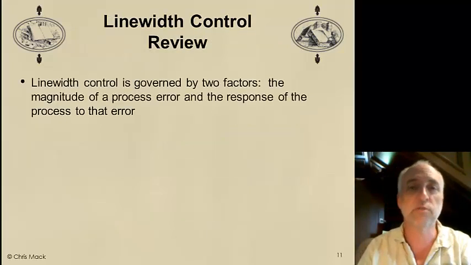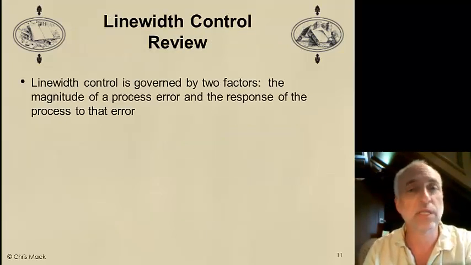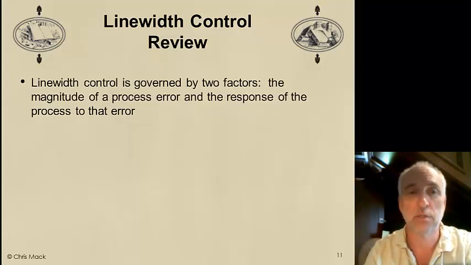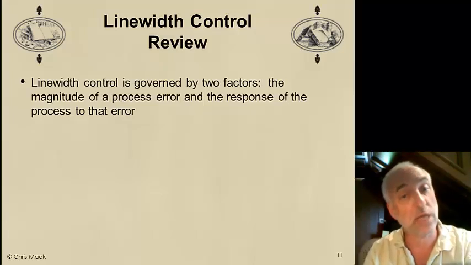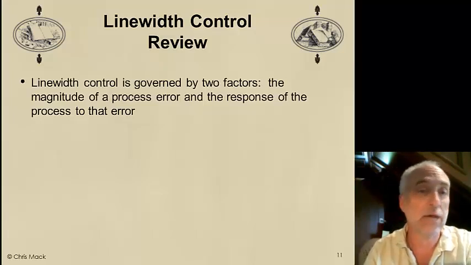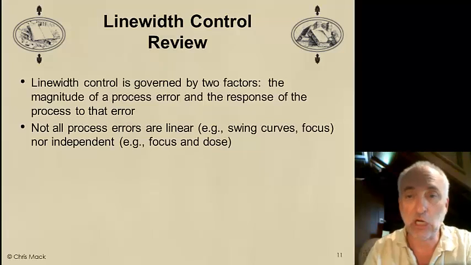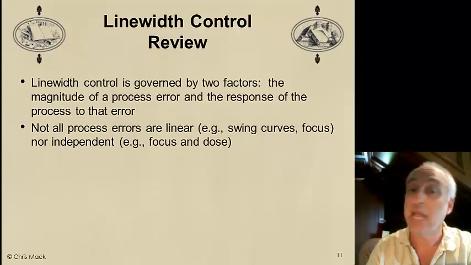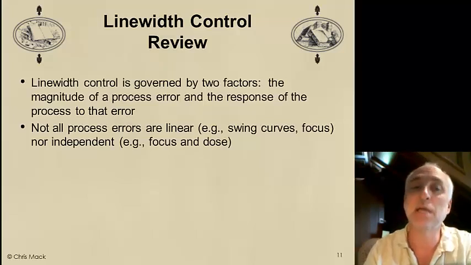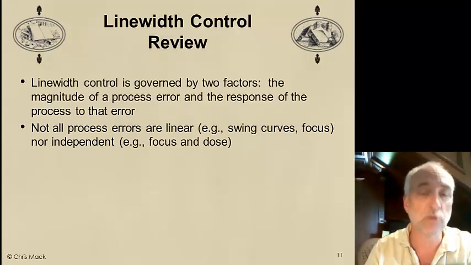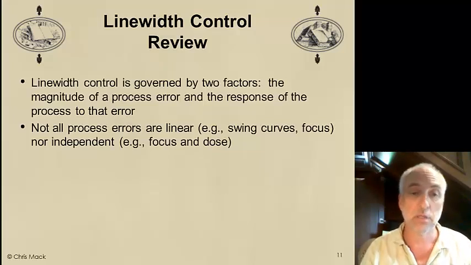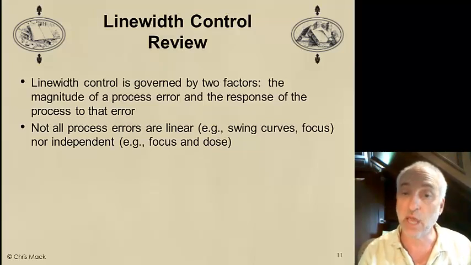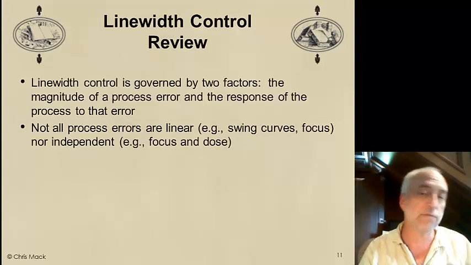So let's review what we've learned about line-width control. Line-width control is governed by two factors: the magnitude of a process error and the response of the process to that error. Now, not every error is linear. Swing curves and focus effects are not linear. And not every set of errors are independent. For example, focus and exposure dose work together to cause a variation in line-width. And so thinking of focus and dose independent of each other isn't very useful.